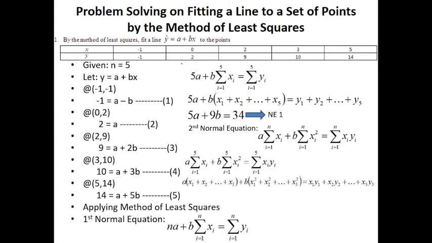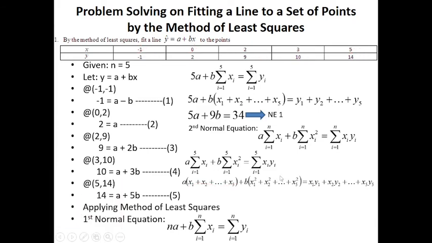Okay? So, sabihin yan, itong x1, x2. So, negative 1 plus 0 plus 2 plus 3 plus 5. Makuha mo yon. Tapos dito, negative 1 squared plus 0 squared plus 2 squared plus 3 squared plus 5 squared. Makukuha mo yan. x1, y1, x2, y2 hanggang x5, y5. Negative 1 times negative 1 plus 0 times 2 plus 2 times 9 plus 3 times 10 plus 5 times 14. Makukuha mo to. Okay?